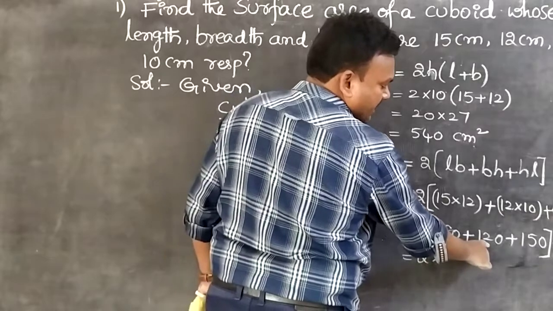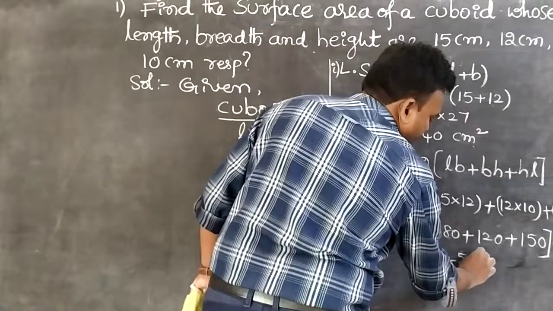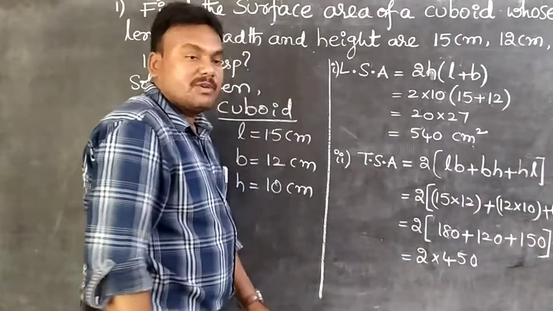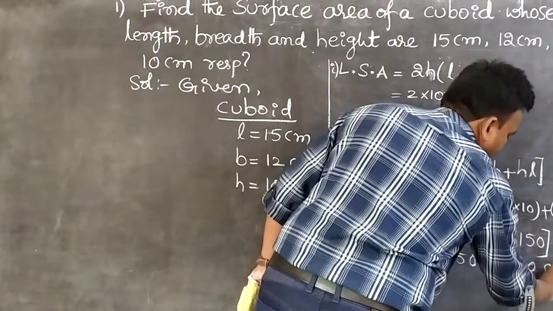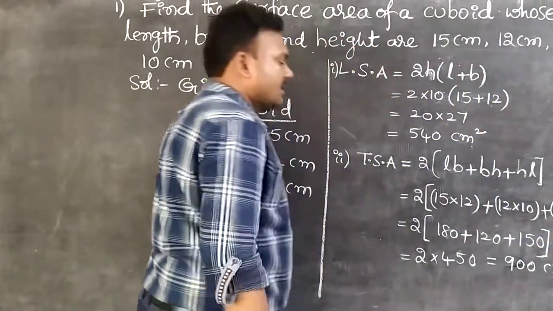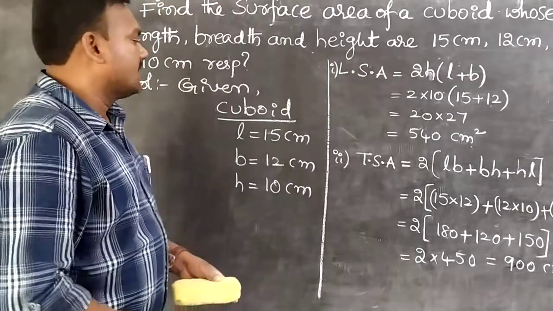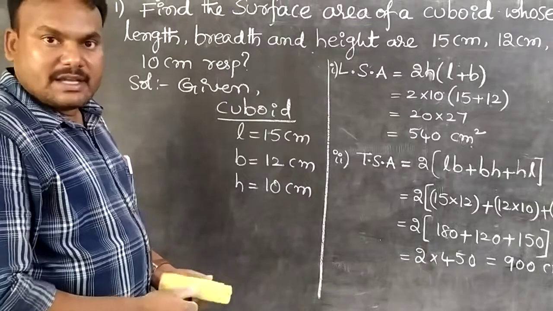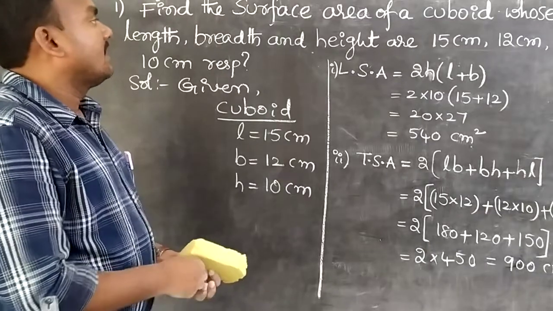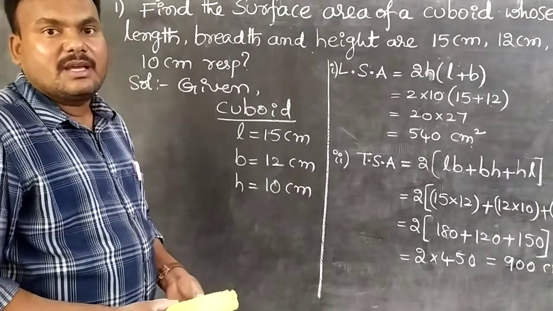180 plus 120, 300. 300 plus 150, 450. 2 into 450, how much value? 900. 900 square centimeters. This is the way of approach, students. Okay, same problem we have taken. Find the diagonal and also the perimeter.